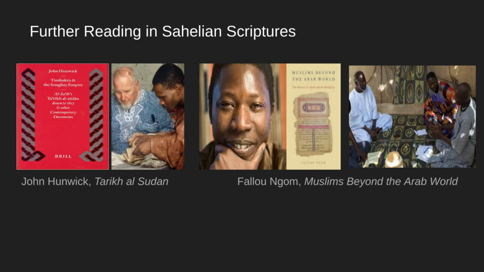Now, for further reading, again, I recommend John Hunwick, and there you can see a picture of him. His Tariq Al Sudan is a wonderful, such an important scholar. He's done so much. You can see him there working with people in Senegal, gathering Ajami manuscripts. He's written a really interesting book called Muslims Beyond the Arab World that documents the role of Ajami in African society, which has been so neglected by scholars up until his contributions.